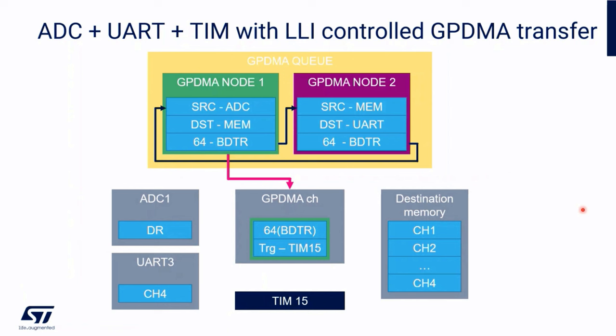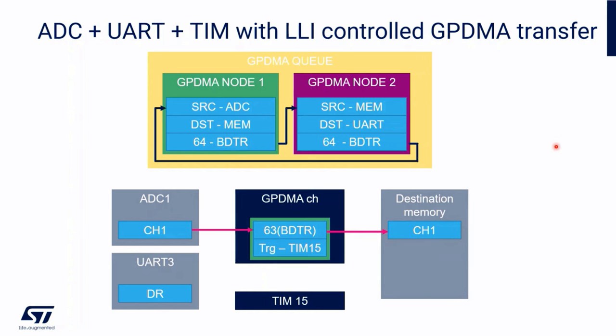Here's how it works. So at the beginning, we will load the configuration of the node 1 from the linked list. So here we have 2 transfers in the linked list. And once it's loaded, it will wait for the trigger from the timer 15. Once it receives trigger from timer 15, based on the request from ADC1, it will start transmitting data to the memory of the different channels. We will have it sequentially in the memory.